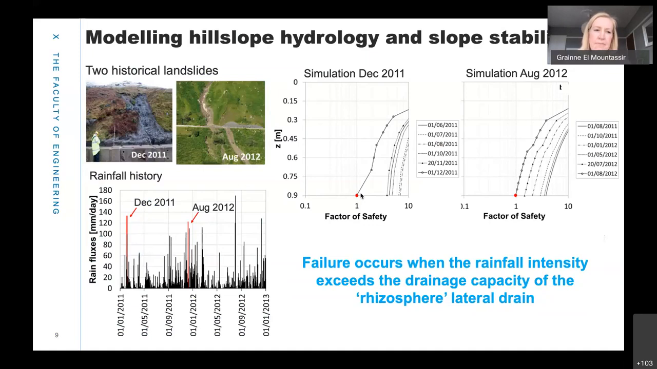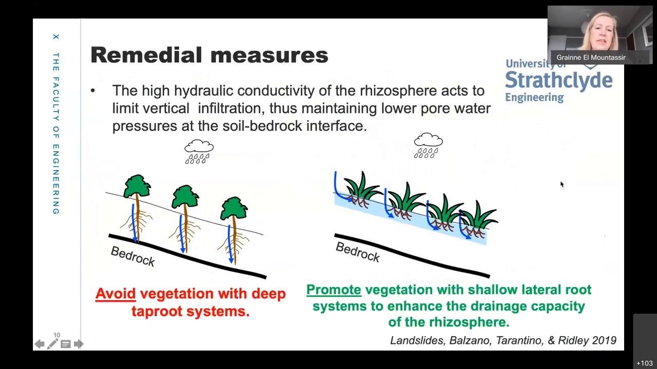What's really interesting that the modeling was able to highlight is that failure occurs at this location when the rainfall intensity exceeded the drainage capacity of the rhizosphere lateral drain. So in this context, the high hydraulic conductivity of the rhizosphere is actually acting to limit vertical infiltration. And so it's maintaining lower pore water pressures at the soil bedrock interface until such a point as the rhizosphere can't contain any more water. So considering remedial measures at this site should really be looking to promote vegetation with shallow lateral root systems to enhance the drainage capacity of the rhizosphere and to enhance what is already there and what's already happening.